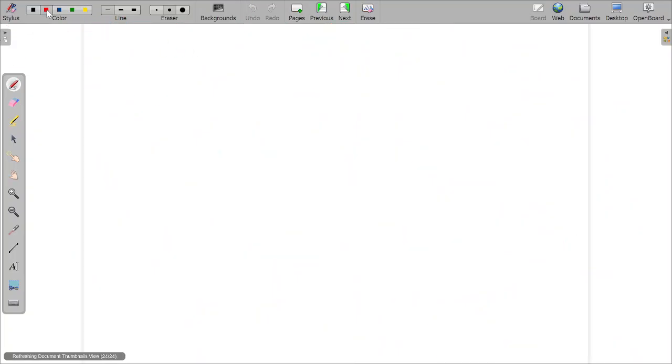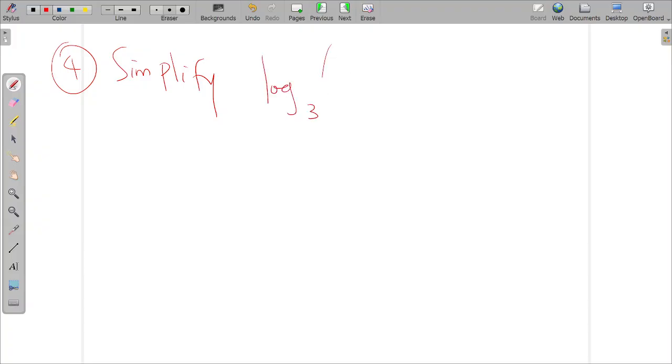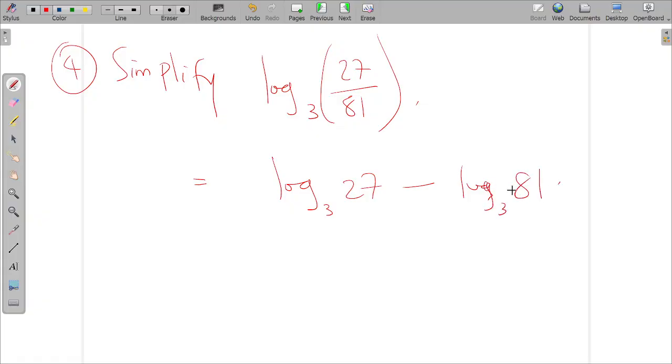Okay, let's pick a last one. Simplify log of 3^27 over 3^81, hmm, rather log of 3^3 over 3^4. To simplify this, this is division, don't forget that, so I can have log 3^3 minus log 3^4. I can go that way and simplify.